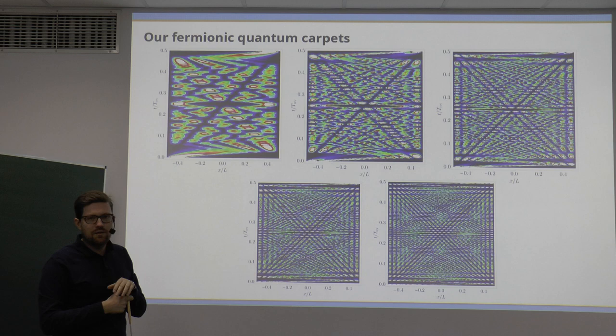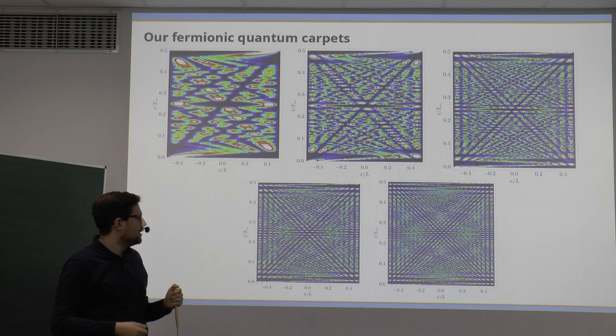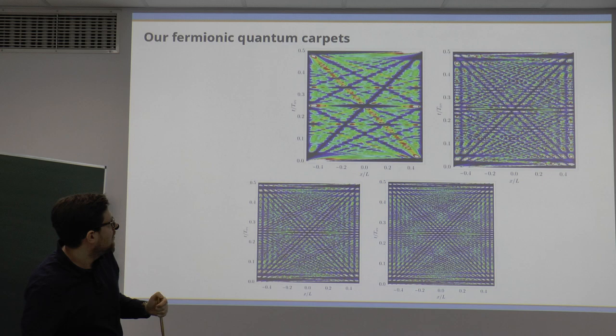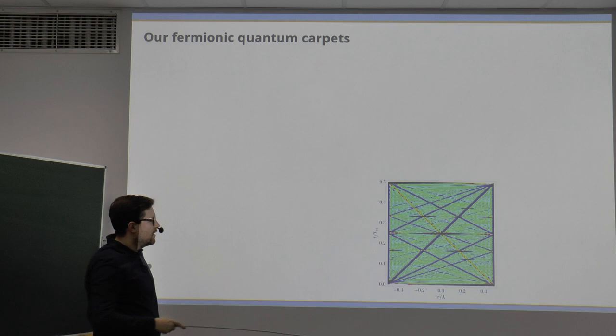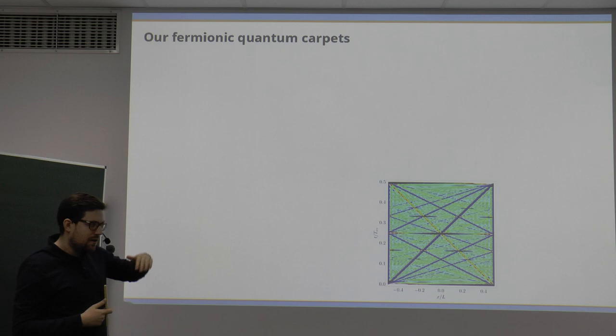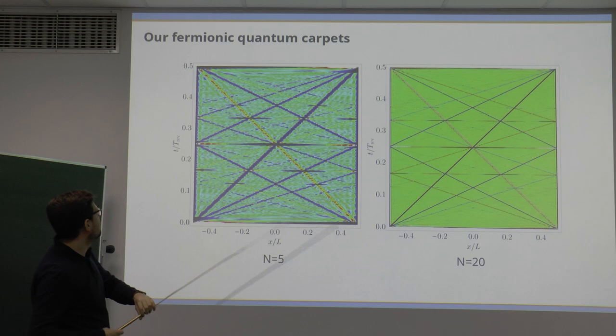Like the first thought is that they just add up to a constant density in the limit of a large number of atoms. So let's see what happens if we add two of them, three of them, four of them, and five of them. As you can see, these structures get thinner, and they are more pronounced. So our hypothesis is that if we add even more atoms, it will get even more pronounced. So here is the comparison again between one and five of them. And here we have a comparison between 5 and 20. Yes, this is the quantum carpet.